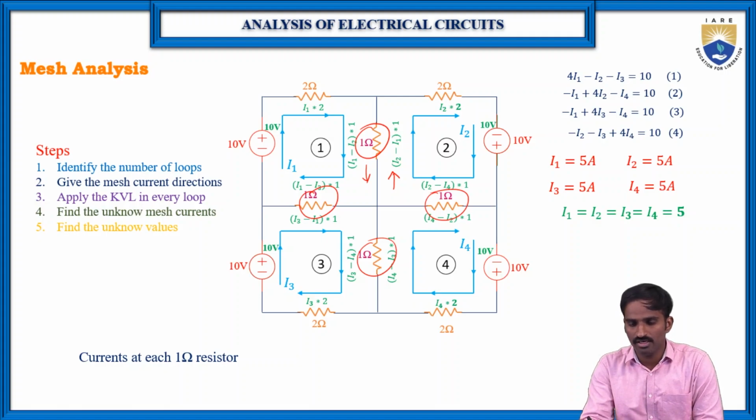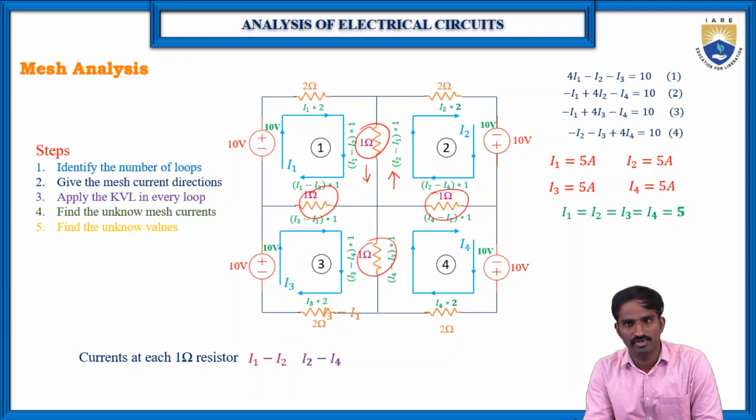So here, the currents flowing through each loop are the same, and that is why the current flowing through each 1 ohm resistor is also 0, because 5 minus 5. Here it is I1 minus I2, here it is I2 minus I4, here it is I3 minus I1, and here it is I4 minus I2, which is equal to 0, because all the currents are 5 amperes. So 5 minus 5 is 0.